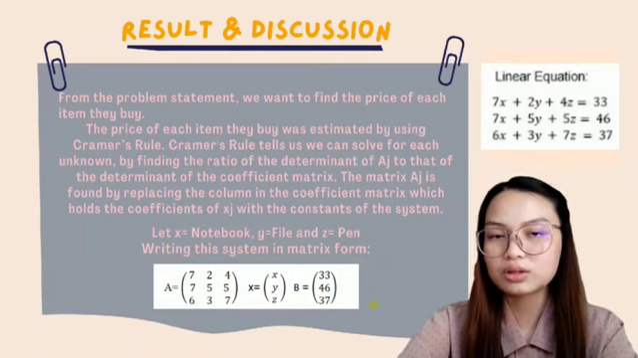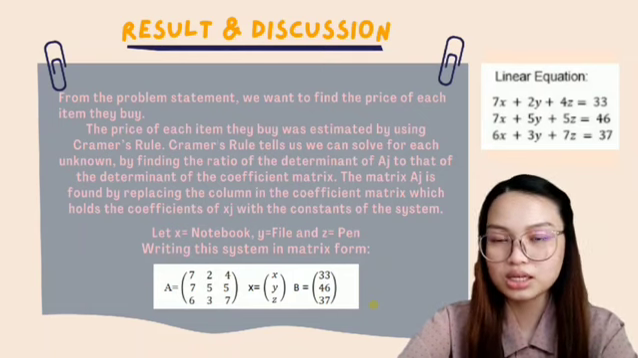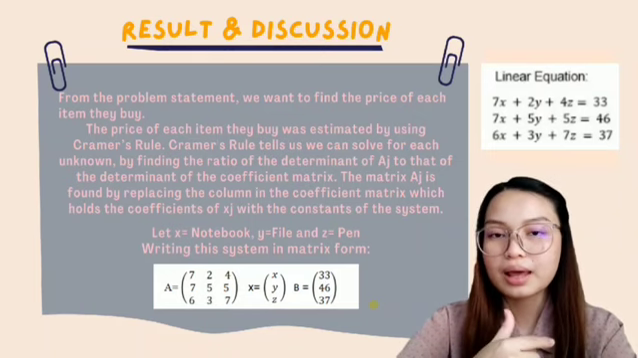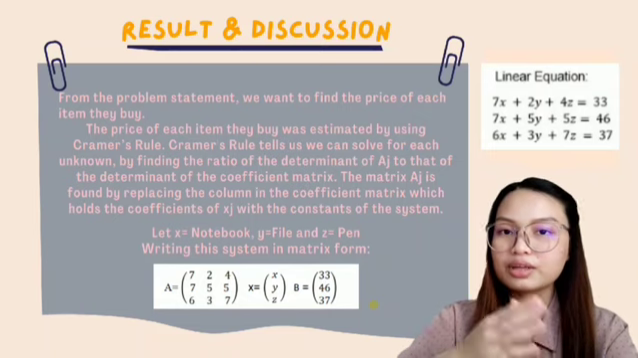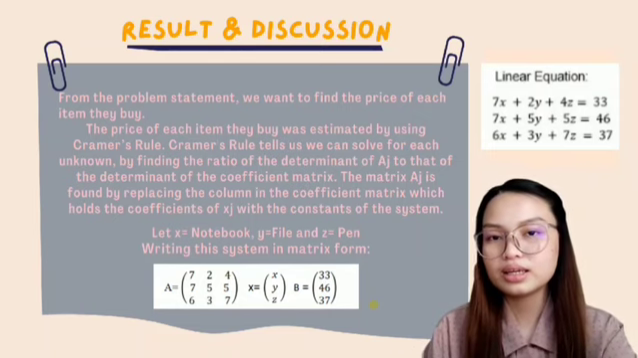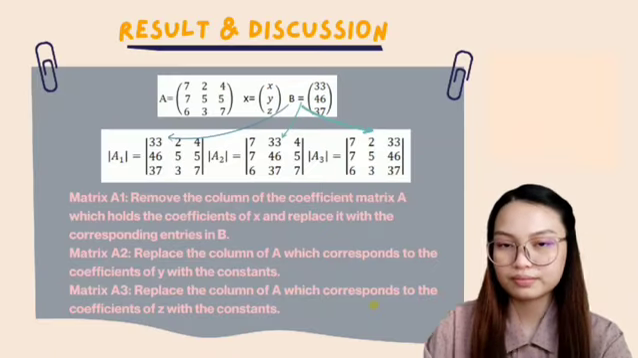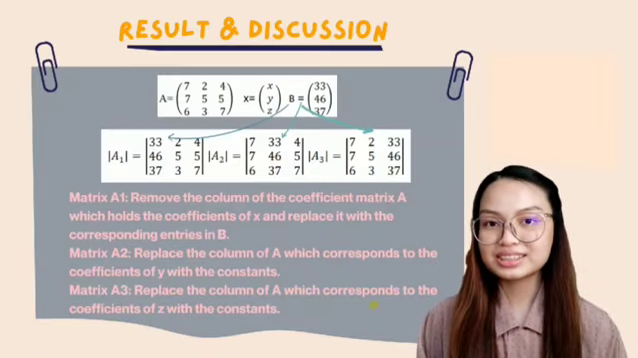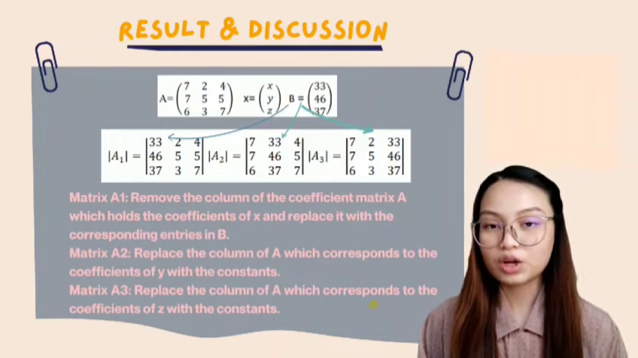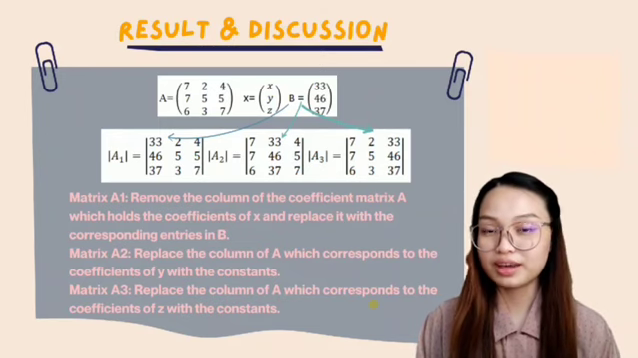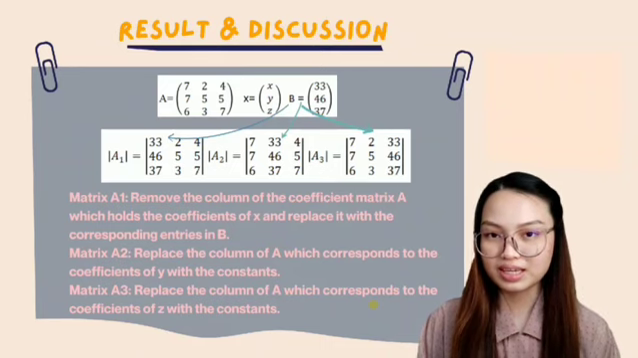From the previous calculation in methodology, X, Y, and Z represent the notebook, file and pen respectively. And on the slide above is our linear equation and this system in matrix form. As we can see on the slide, to find matrix A1, we remove the column of the coefficient matrix A which holds the coefficients of x and replace it with the corresponding entries in B.